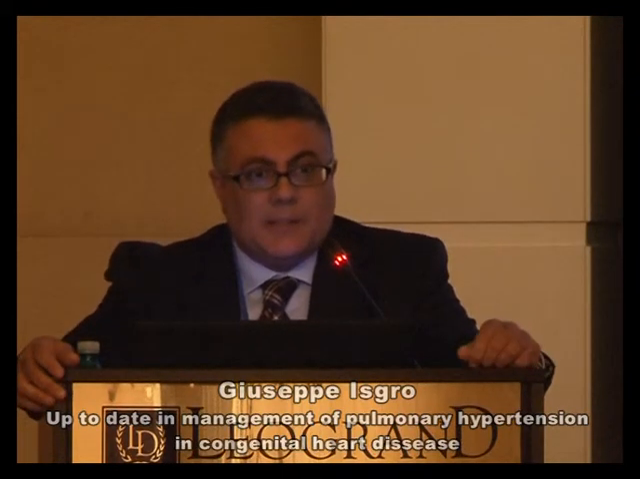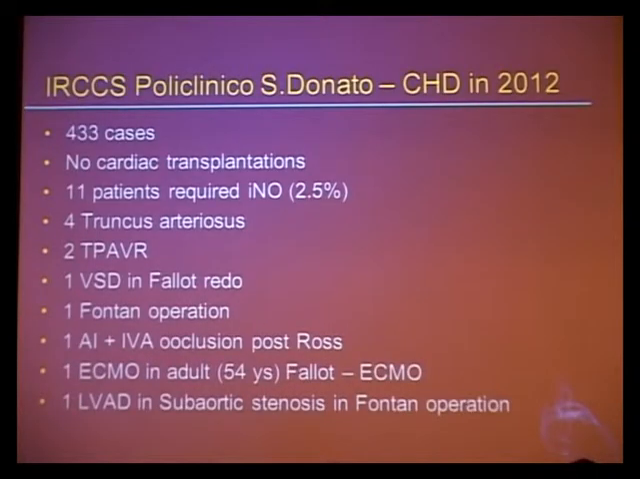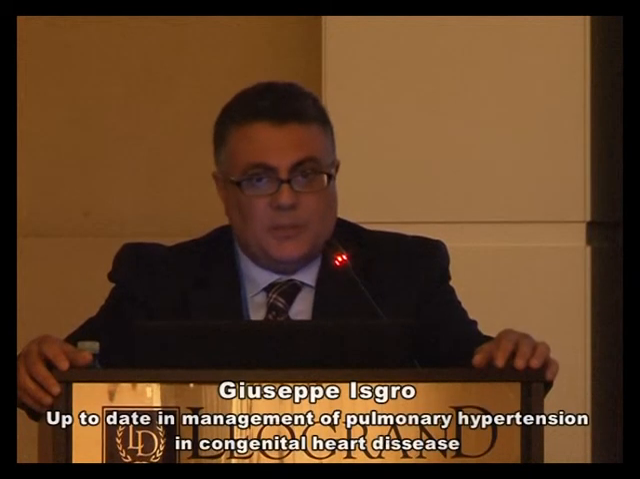This is our experience in last year, in 2012. We performed 433 congenital heart disease cases. Congenital heart disease because we treat newborns, infants, and other congenital patients. No cardiac transplantation, and we treated for severe pulmonary hypertension 11 patients with nitric oxide, for example, more or less 2.5% of the population. So we are in agreement with the previous paper I showed.